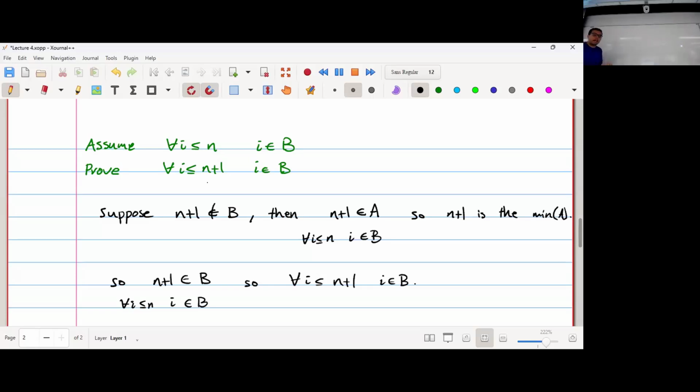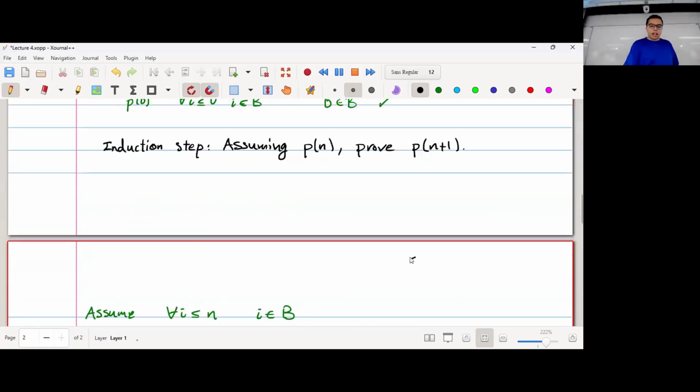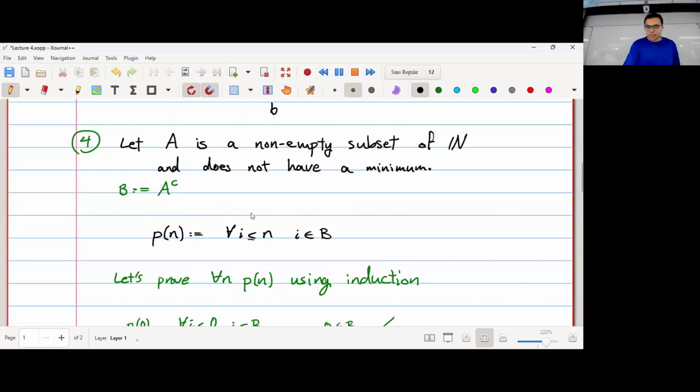But so far, I haven't really proven anything. So far, I just started with this set A. I said A is a non-empty subset of N. It doesn't have a minimum. I created this set B, and then I proved something about B. I just proved that for every natural number n, for every I less than or equal to n, I is in B. Where's the contradiction?